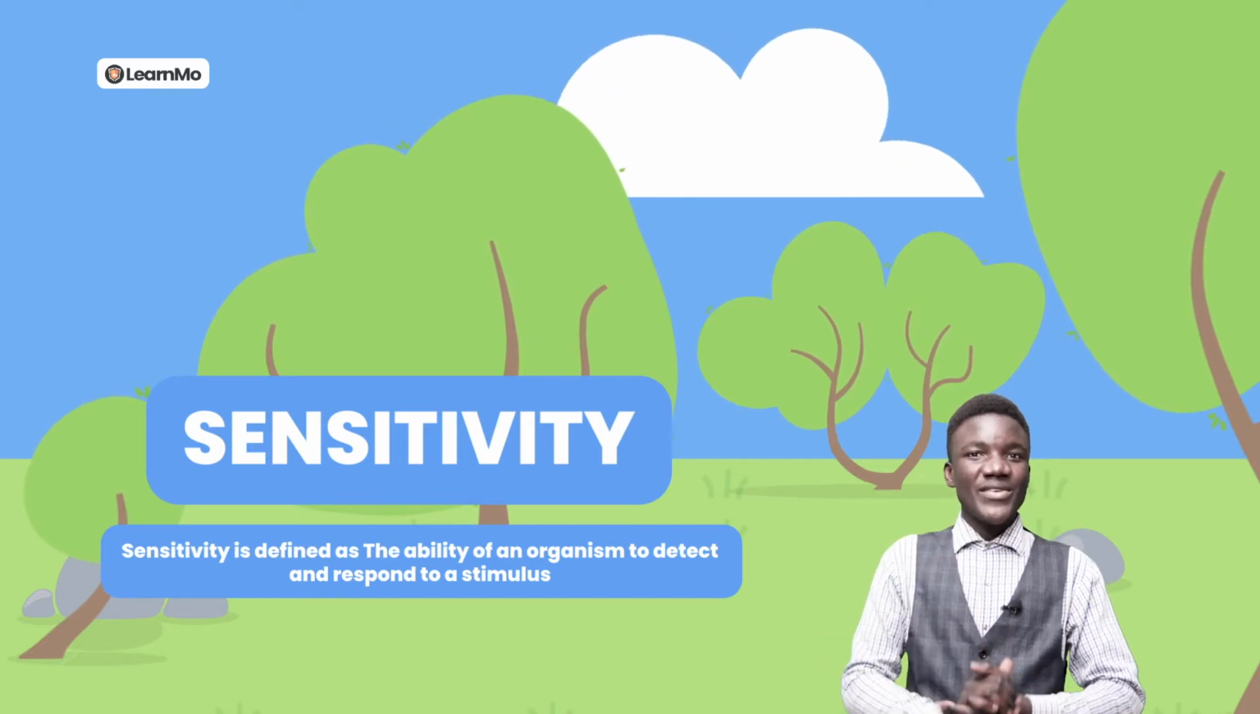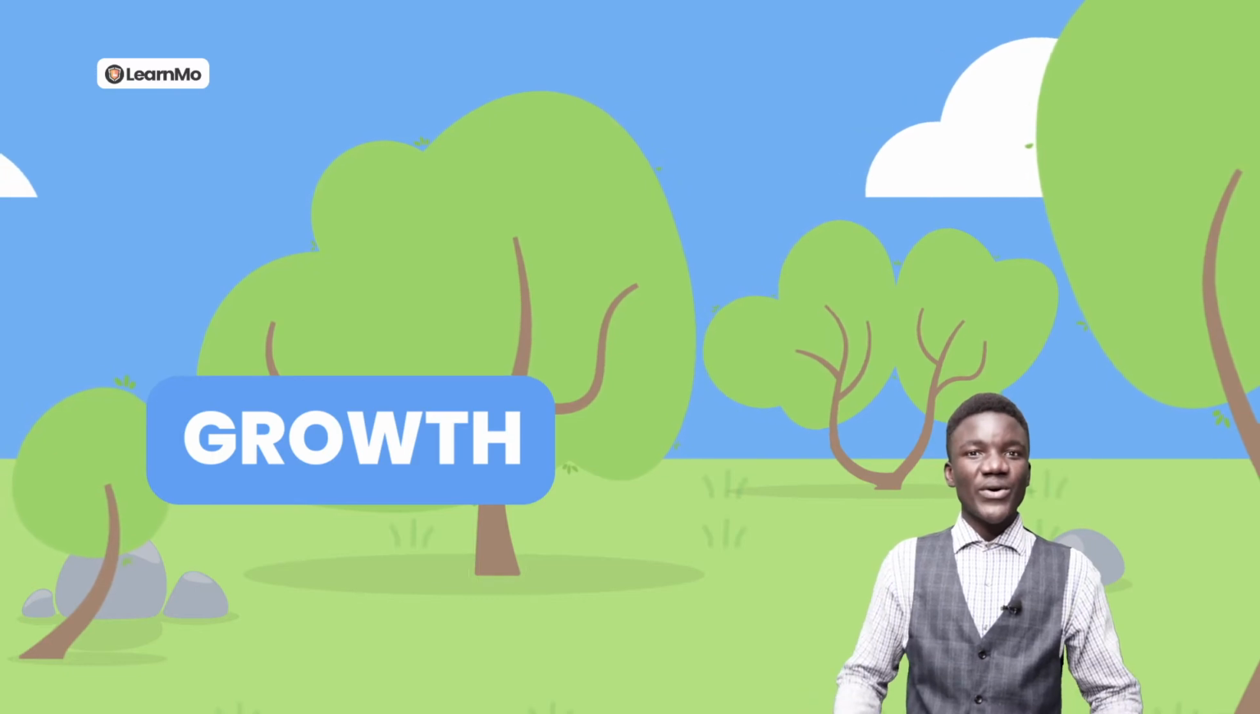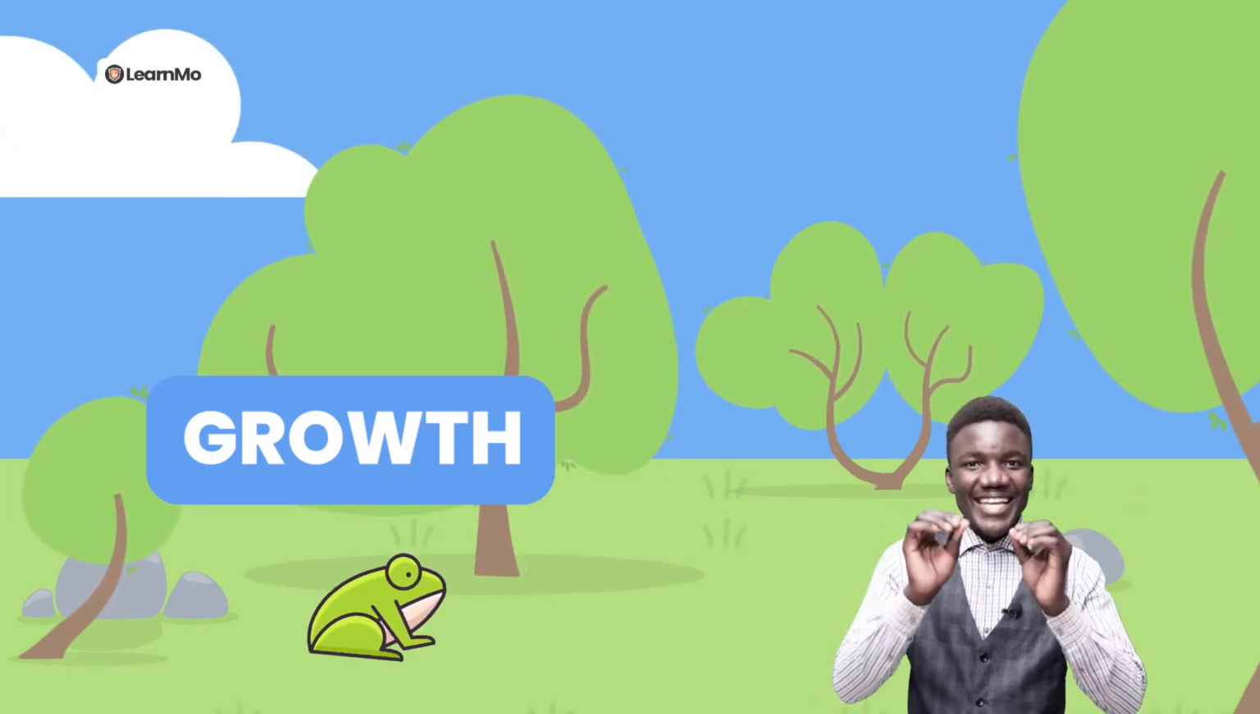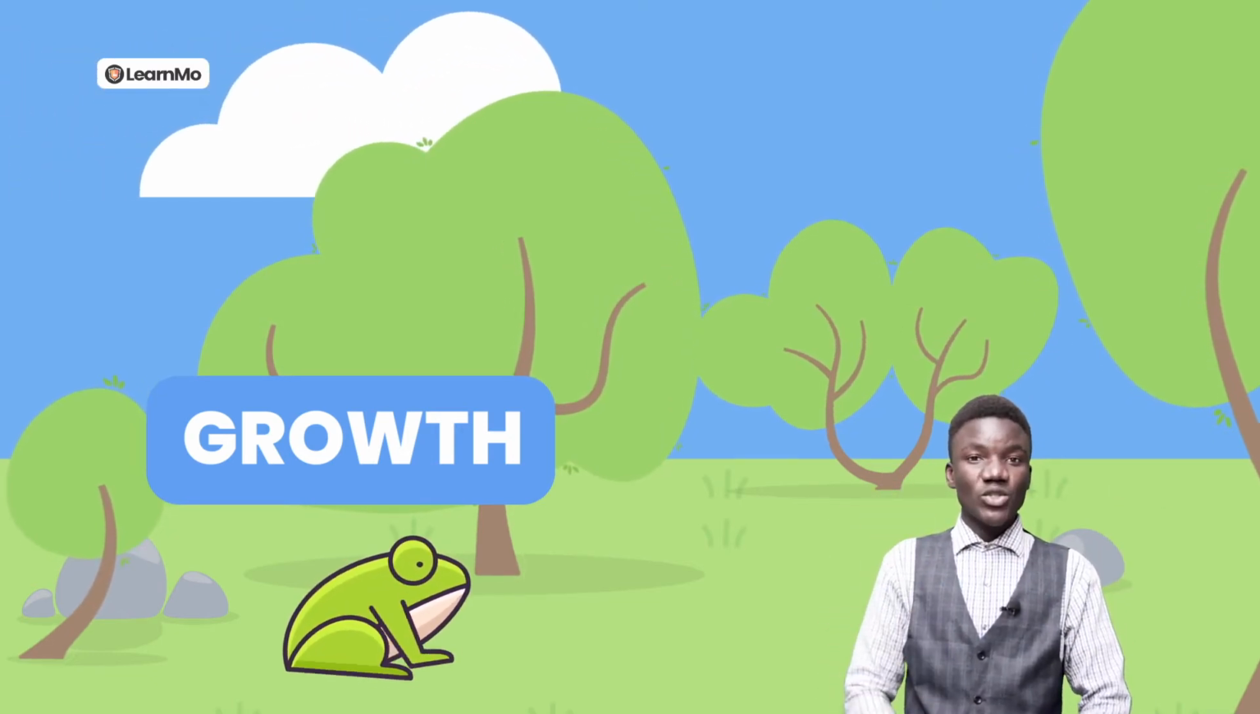The fourth characteristic of living organisms is growth. So what's growth? Well, growth is the permanent and irreversible increase in size and dry mass of an organism.